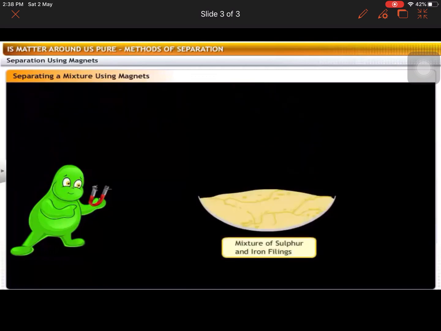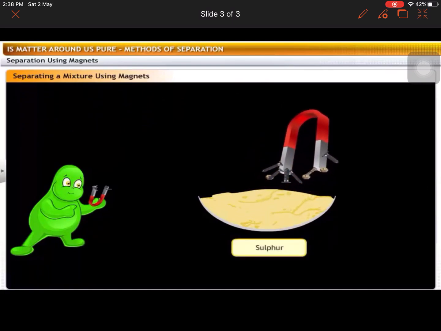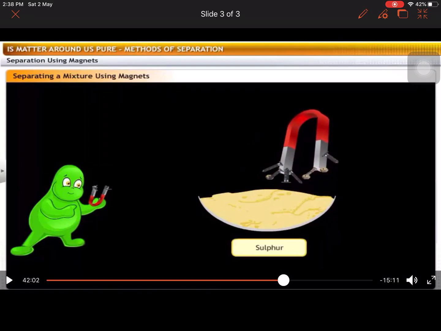You can separate a mixture of sulfur and iron filings by passing a magnet over it. The iron filings will get attracted to the magnet and will stick to it. You can use this method.